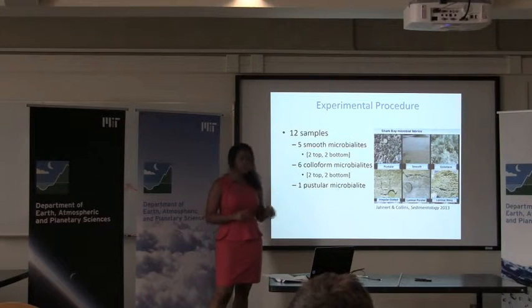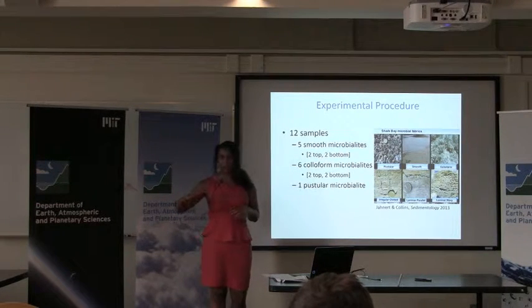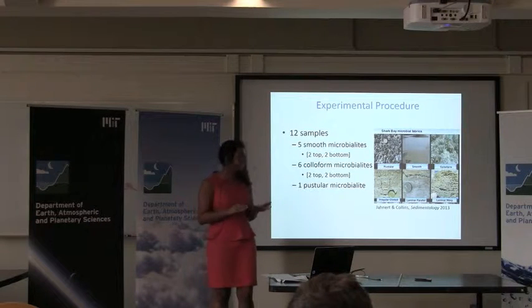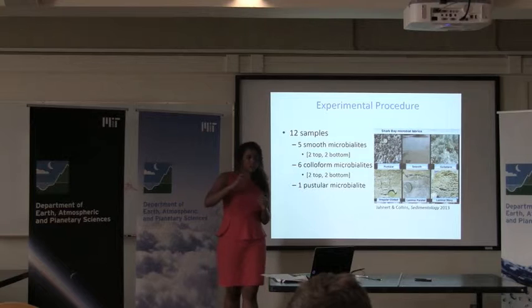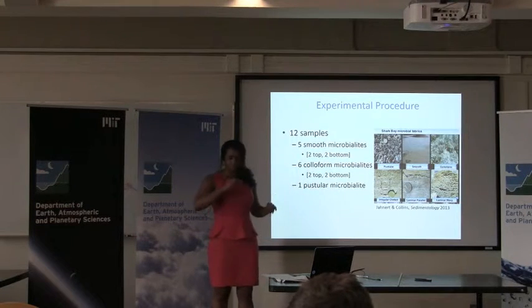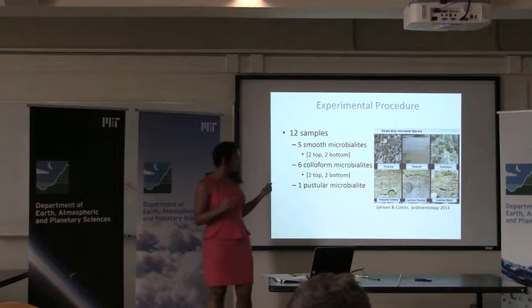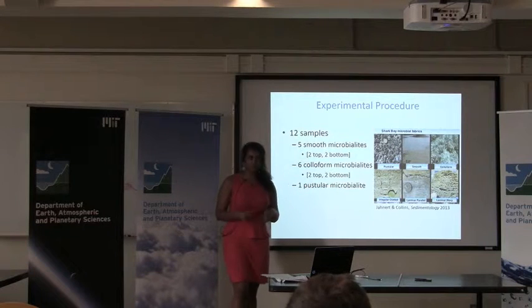If you see the smooth mats there, you have this very laminar, parallel structure, very filamentous bacteria-based. Whereas the colloforms, you're adding in a little bit more coarser grain sediment, so you're going to have a little bit more laminoidal, a little bit more wavy formation. And then for pustular, you have this irregular clotted formation.